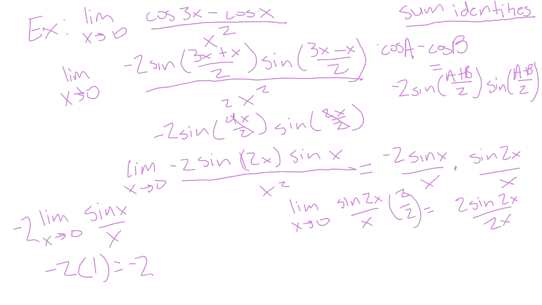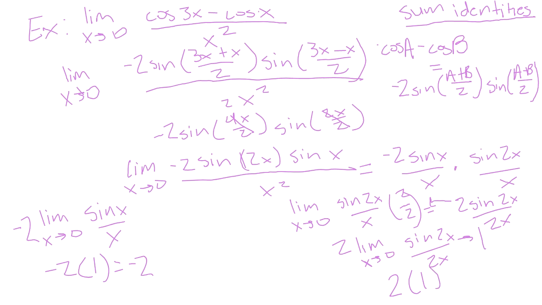We can go ahead and pull that 2 out from the limit to where we now have 2 times the limit as x approaches 0 of sine of 2x over 2x. The limit as x approaches 0 of sine of 2x over 2x is just going to get us 1. Now we have 2 times 1 for our limit here, which is just 2.